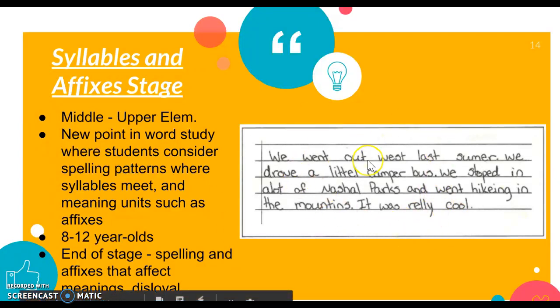So here we see an example of a student in the syllables and affixes stage of spelling development. In this figure, you see a fourth grader in the early part of the syllables and affixes stage. He has written about his summer vacation. Xavier spelled most one-syllable short and long vowel words correctly, such as went, west, drove, and last. Many of his errors are in two-syllable words and fall at the places where syllables and affixes meet.